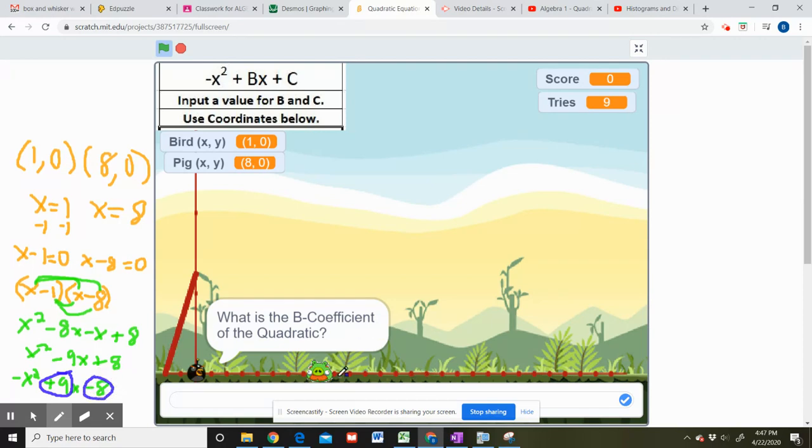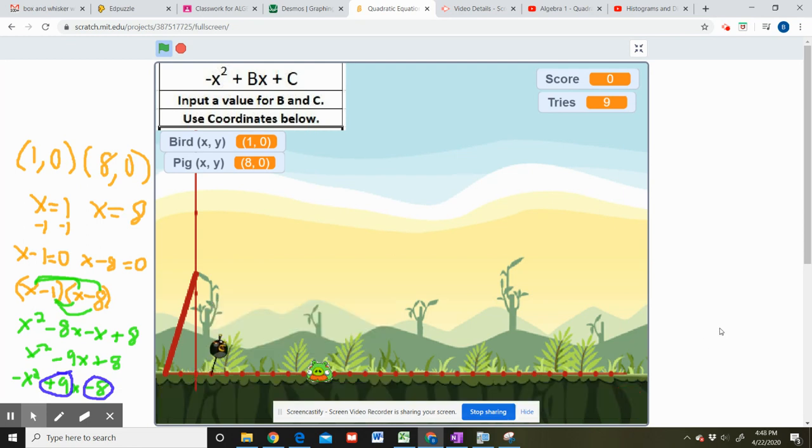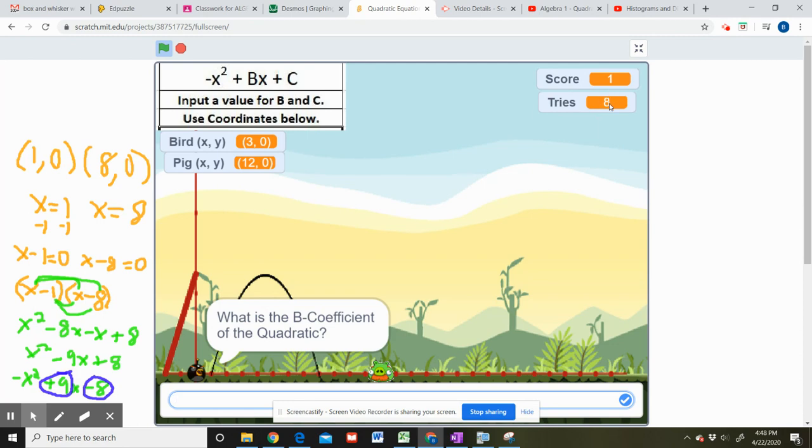So let's get back to trying this, okay? So I'm going to put a 9 in for my B coefficient, right? It's asking me for the B coefficient. I put a 9 in. I click the check mark. C coefficient is going to be a -8. I hit that check mark, and let's see if I get them. Boom, okay, so I got them. Score went up by 1. My tries went down by 1. So I started off with 9 tries. I'm at 8, so let's see if you can get 9 out of 9.